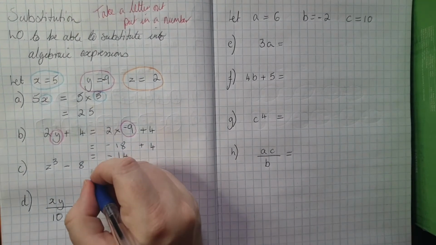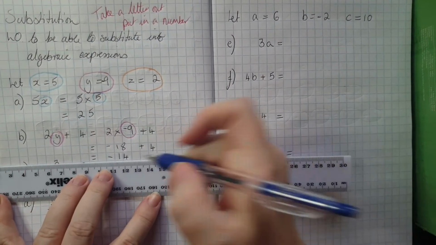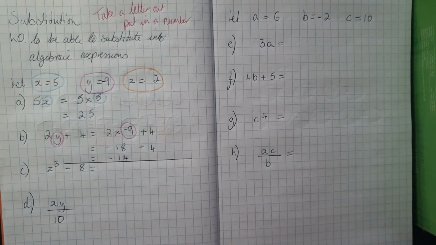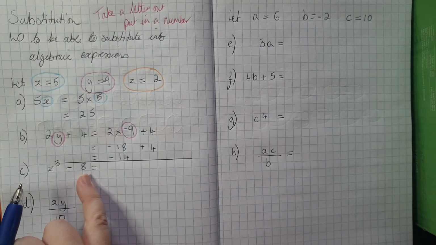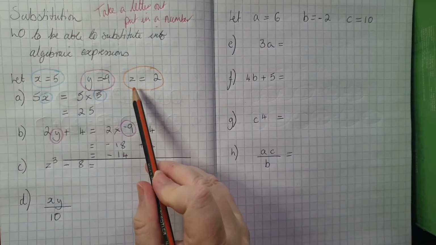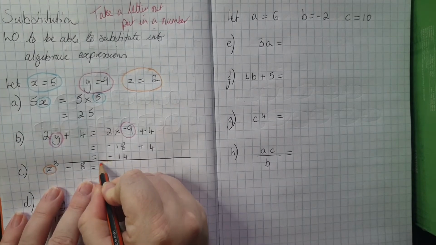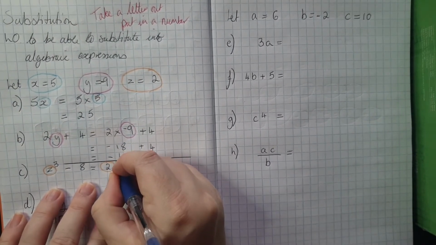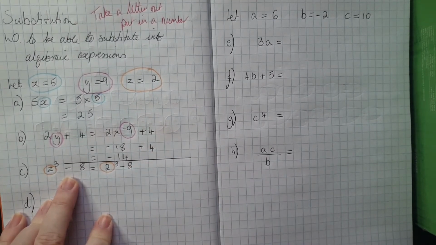Okay, right, next question. That one's run into that one. I'm going to just put a line there so we can clearly see the difference between the two. So this time we've got a z cubed and -8. Now we know that z is 2, so we can take that 2 and put it in there. 2 cubed -8.